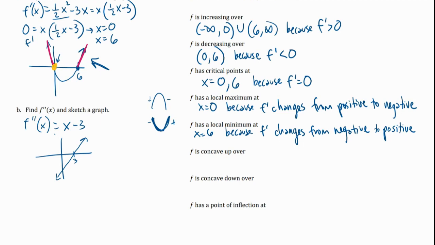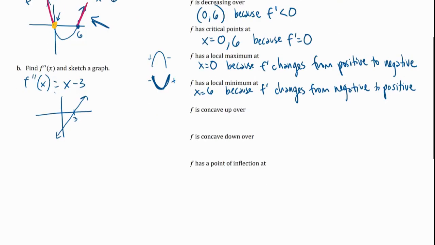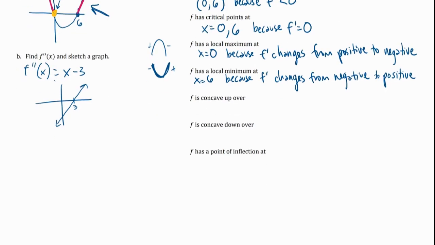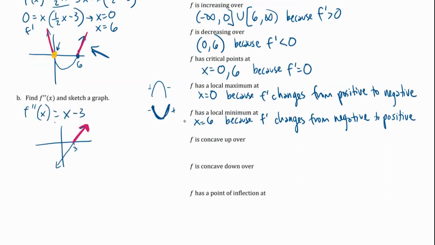All right, now concavity and points of inflection are all about the second derivative. So f is concave up when f double prime is positive. So where's f double prime positive? Here. And remember, we're not talking about the slope of f double prime. We're not talking about the concavity of f double prime. Where is f double prime positive numbers? That's where f is concave up. So f is concave up over 3 to infinity.